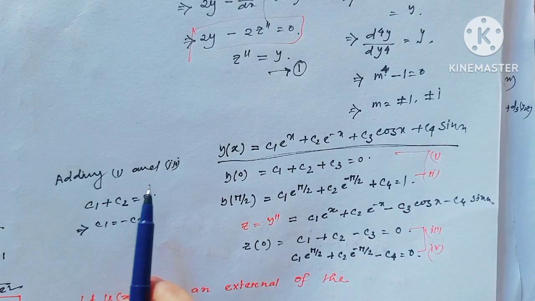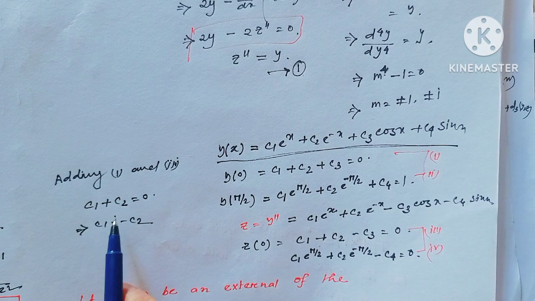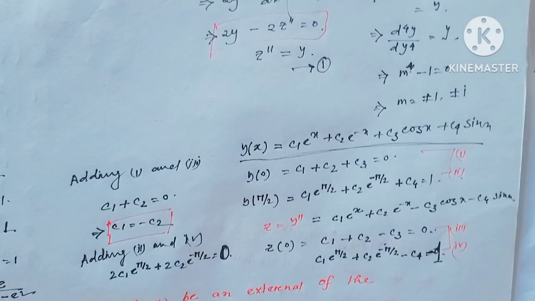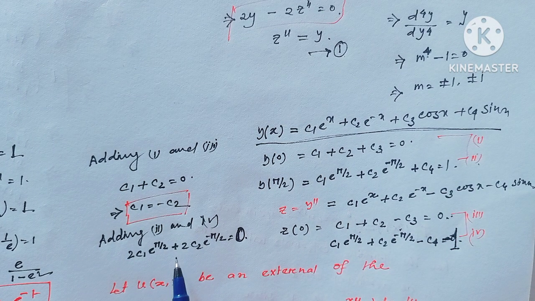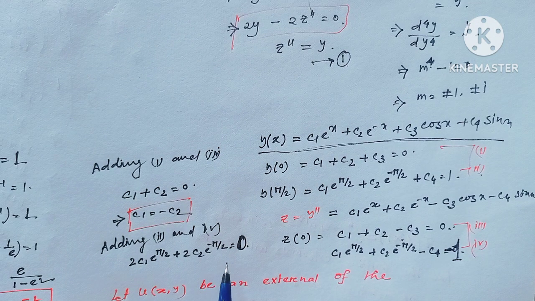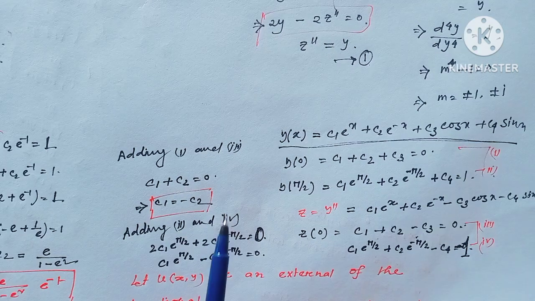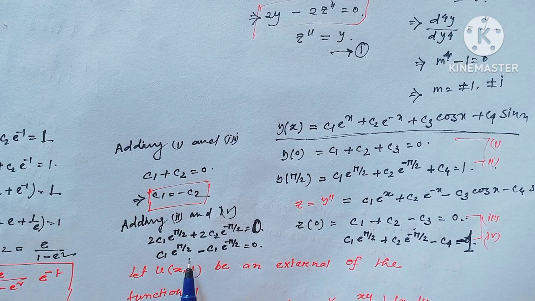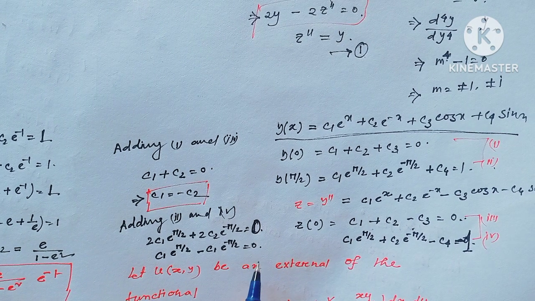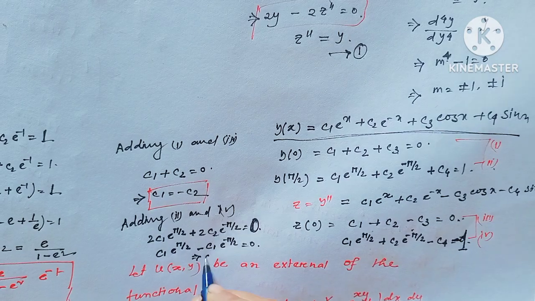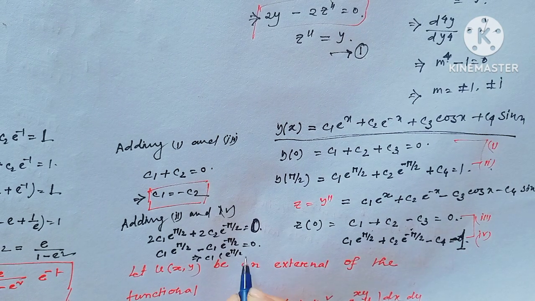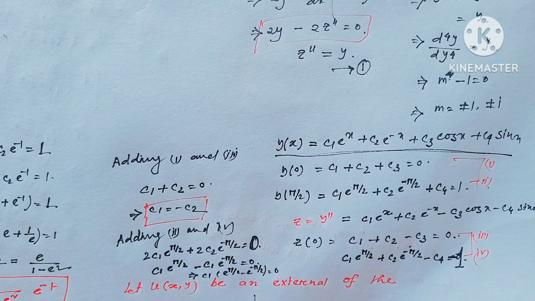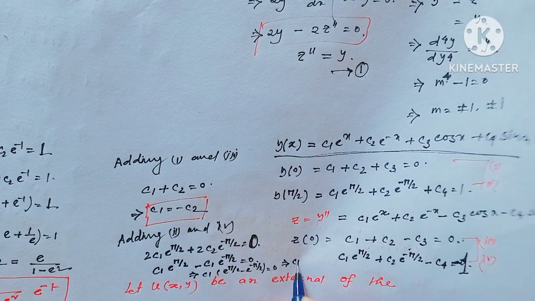Now adding 1 and 3, this implies c1 + c2 = 0. Now adding 2 and 4, that implies 2c1 e^(π/2) + 2c2 e^(π/2) = 0. And since c1 equals minus c2, this equals c1 e^(π/2) − c1 e^(−π/2). Taking c1 common, c1 (e^(π/2) − e^(−π/2)), and this is actually sinh(π/2), that implies c1 equals 0.